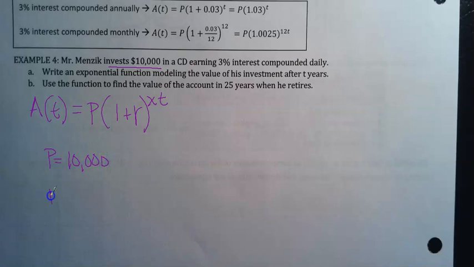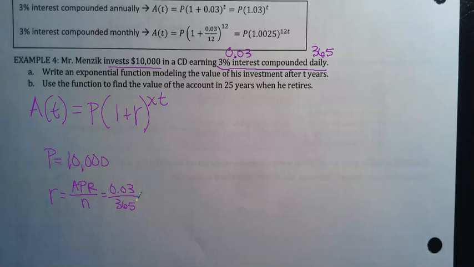All right, then we need our rate. In this case, he has a 3% interest rate compounded daily. So 3% is equal to 0.03, and it's compounded daily, which means 365 times. That means our R is going to be that APR divided by N, the number of times it's compounded. So that's 0.03 divided by 365 is where that's coming from.